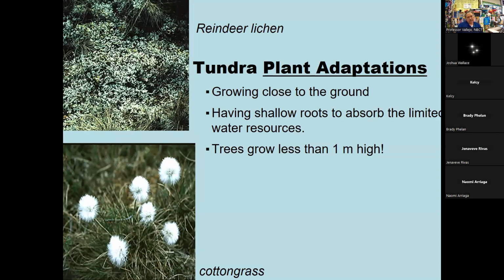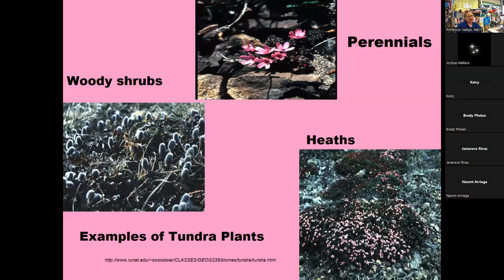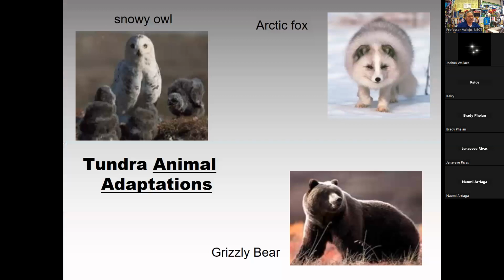Here are some adaptations: plants growing closer to the ground, having shallow roots to absorb the limited water resource, and trees grow less than 1 meter high. Wow. So that's some plant adaptation to the tundra. And here's some more plant life in the tundra.